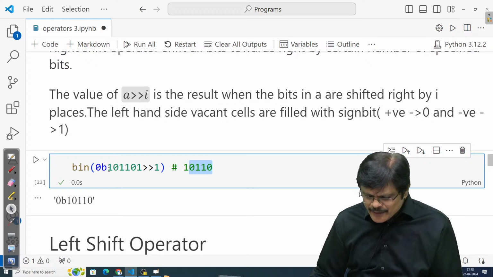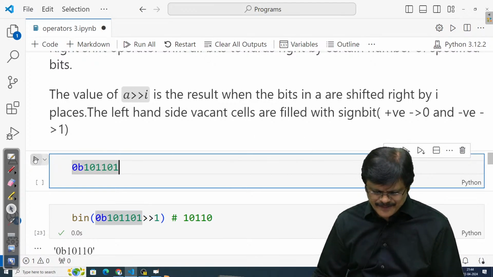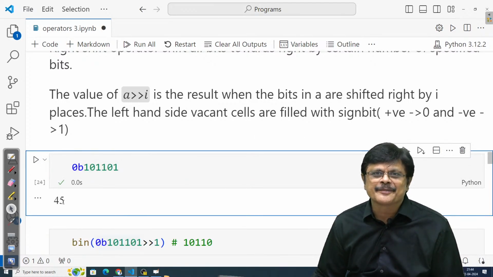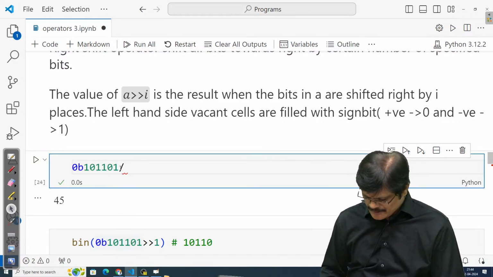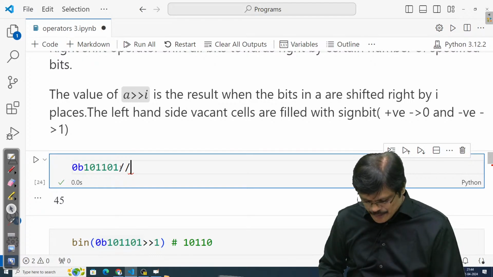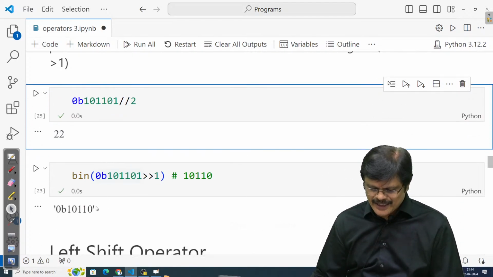Now, can you tell me what this number actually is? This number is 45. Now you just divide it by 2, integer division, and tell me what the answer is. 22. And you see the answer here.